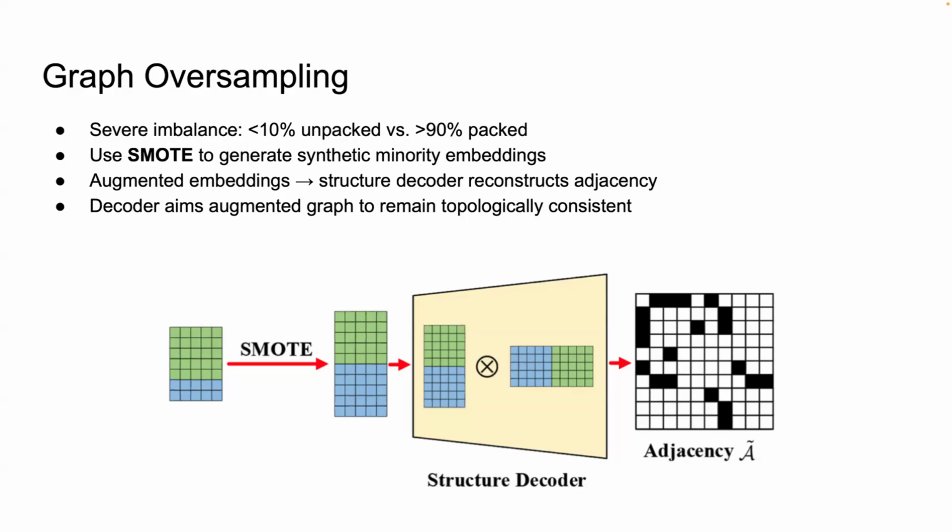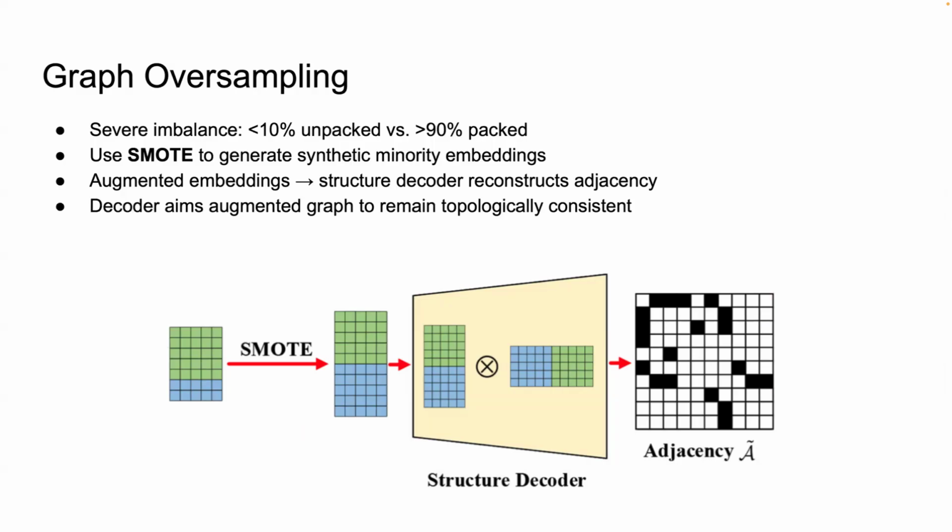So they use SMOTE to generate synthetic minority embeddings. SMOTE is the synthetic minority oversampling method, which uses interpolation. For example, let's say we have two unpacked instances there. We start from a random one, for example this one, and get its neighbors. In this case, it has just one neighbor. Then between these two vectors in the vector space, we select a random point and introduce this new feature, and continue until we get a balanced data set.